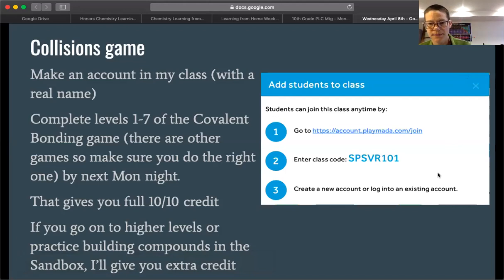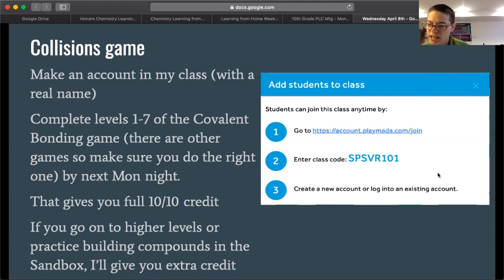So you go to that website, you type in my class code, and I need you to use an actual name that I recognize to be able to give you credit. Once you sign up, you can actually play any of the games that are available in Collisions, but what I am asking you to play is the covalent bonding game because that's what we're doing. There are a total of, I think, 15 possible levels of the covalent bonding game. You only have to complete levels 1 through 7 for full credit.